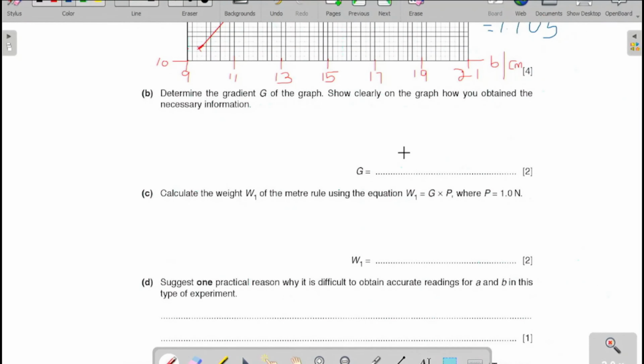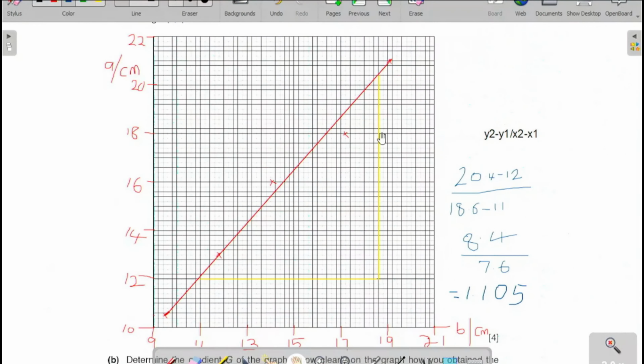So let me write it, 1.1. Now determine the gradient. Show clearly on the graph how you obtain the necessary information, and that is what I have shown here. I have shown how I obtain the information by drawing the triangle, and then this is our gradient.